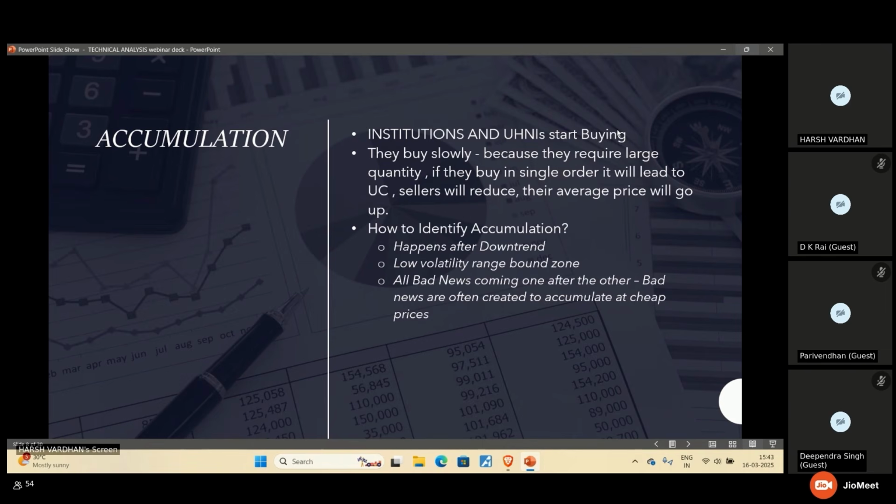Their view will be 2 years, 3 years. So for that long period of time, they have a longer horizon, and in between they will keep on trading. But the thing is, you should look for these three indicators. After a downtrend, valuation wise, it should be attractive, low volatility, range bound zone, and some bad news coming which may not affect the company fundamentally, the revenues and PAT that much, as much as that panic is being created.